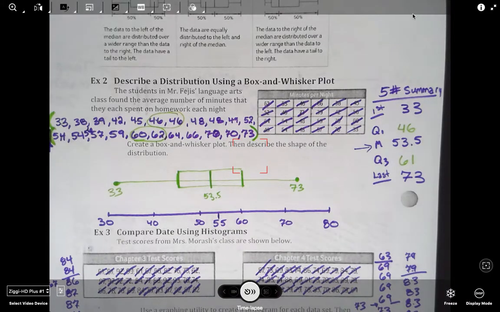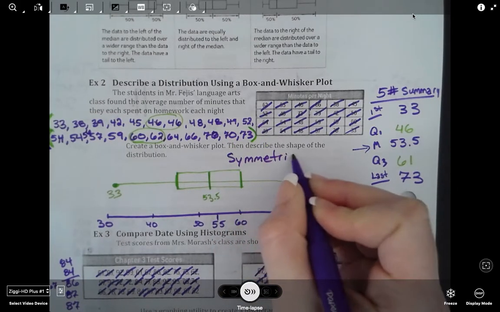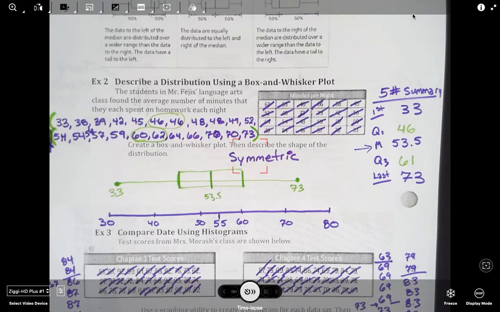What type of distribution is this? We've got a lot of symmetric things going on today. Symmetric. They're symmetric. Okay.